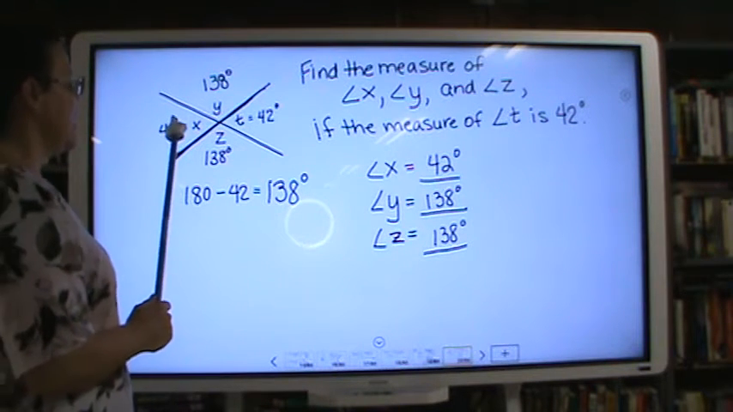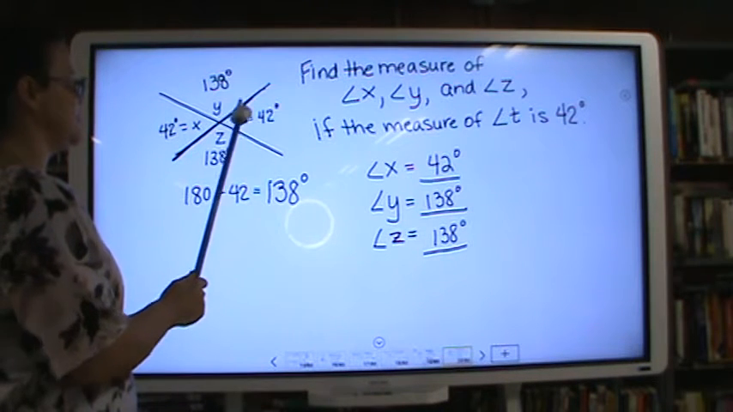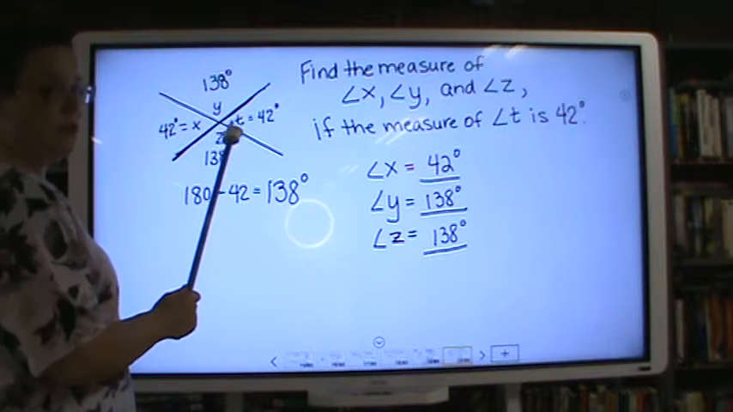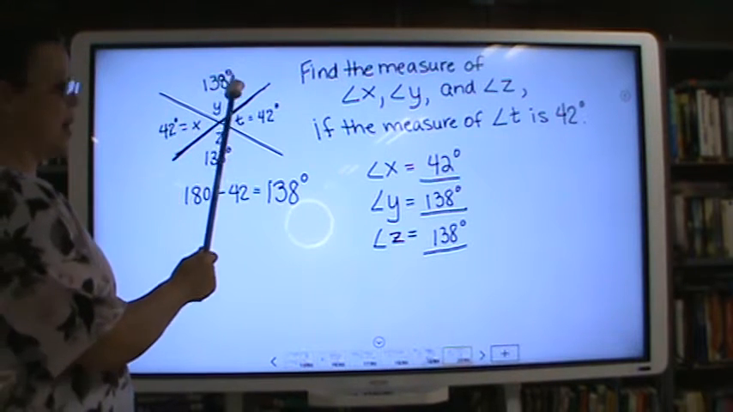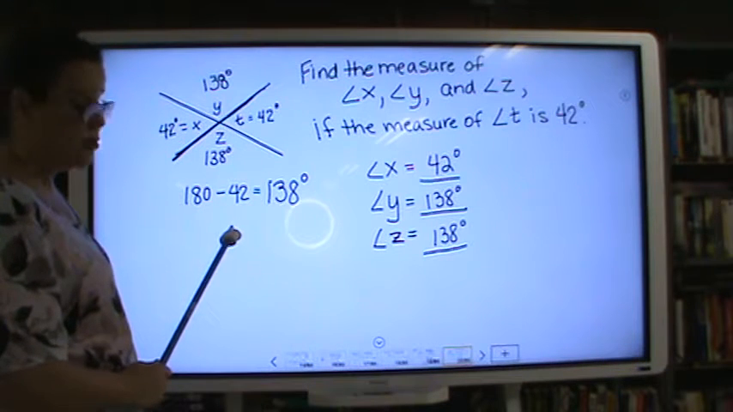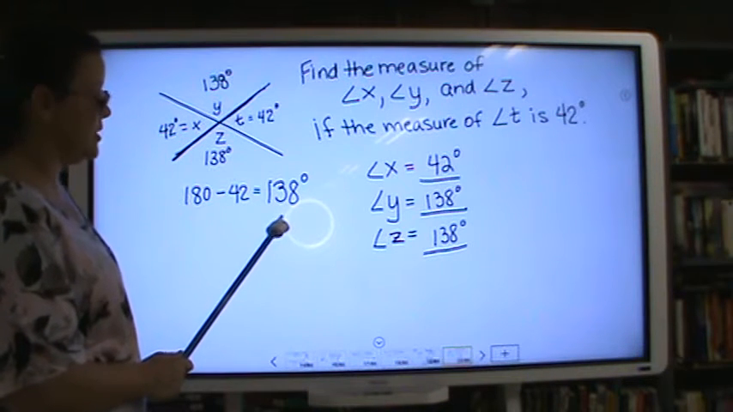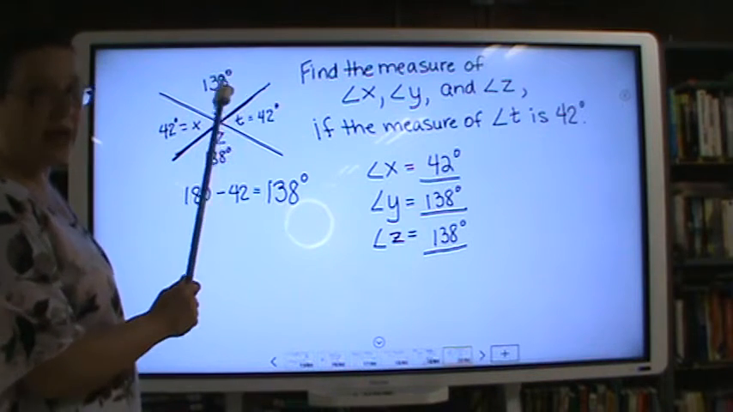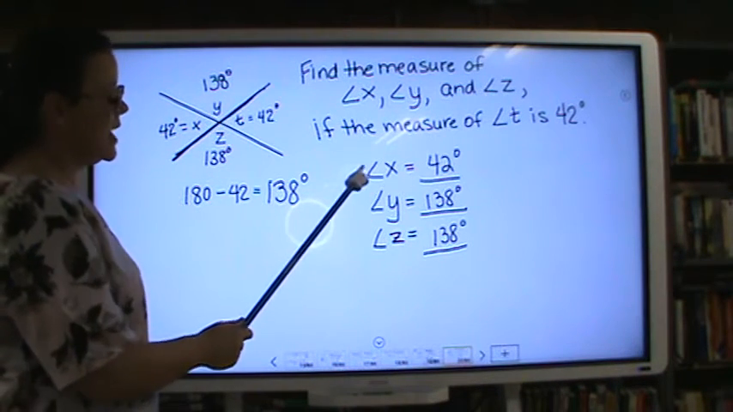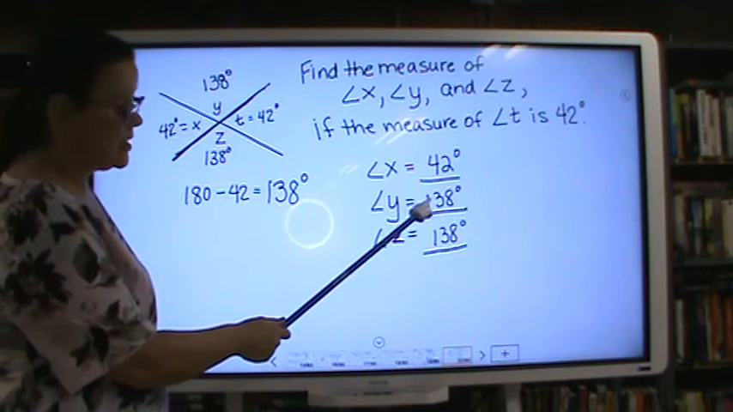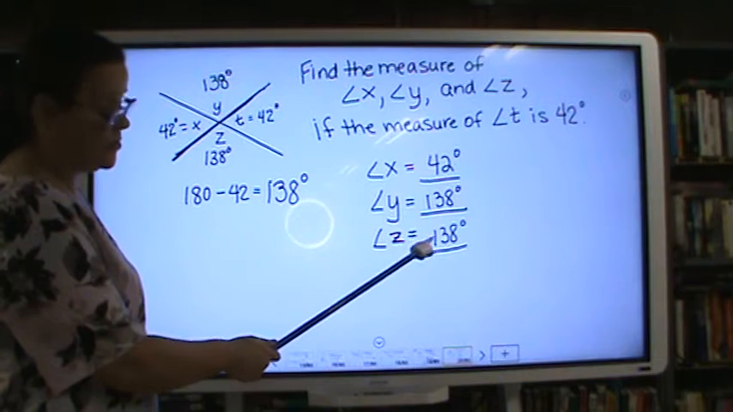And then if X is 42 and T is 42, this straight line, T and Z would form 180, and X and Y would form 180, and you would take 180 minus 42, and it would equal 138 degrees. So now you know what the angles are of all four angles with one given. Angle X is 42 degrees, angle Y is 138 degrees, and angle Z is 138 degrees.